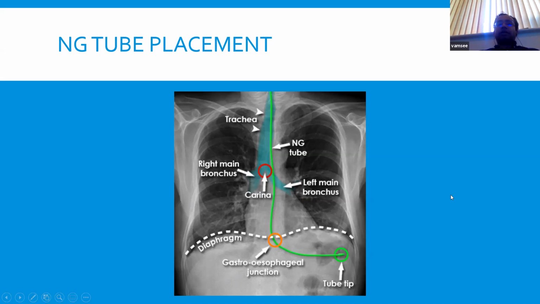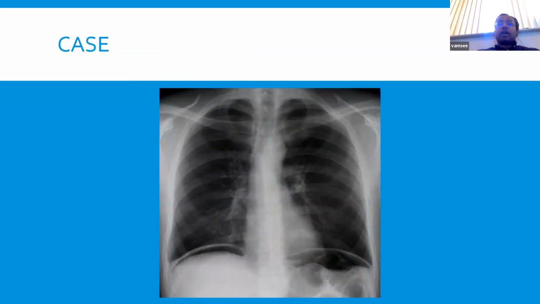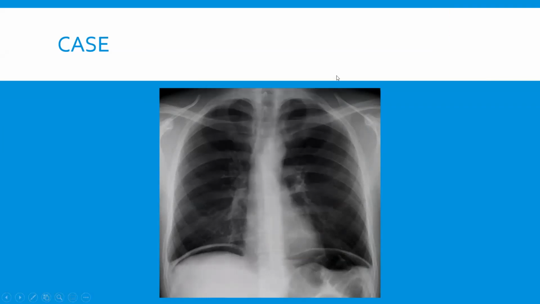Now, that's just to go through the basics of an NG tube. This is another case that I just wanted to go through here. So here we've got a film where the most prominent abnormality... does anyone want to at least type out what they think the most prominent abnormality is? We might have some potential people who are keen.